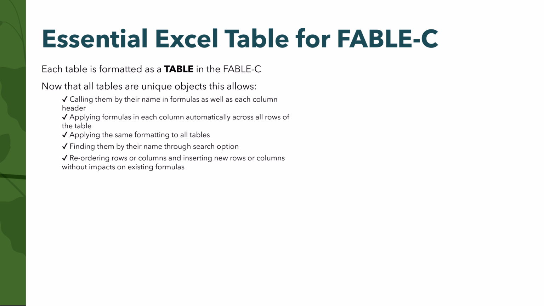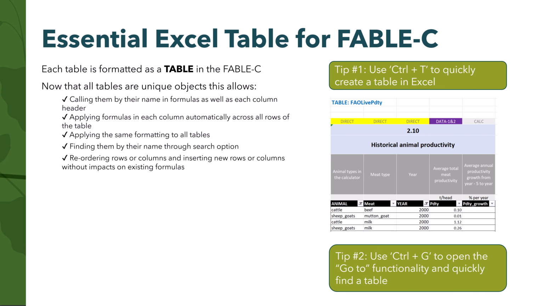Excel tables play a key role in the FABLE calculator because they help us organize and simplify data. They have a unique name for easy reference, automatically apply formulas across all rows, and recognize and maintain column headers. To create a table, simply select your data and press Ctrl-T. To easily find a table, use Ctrl-G.